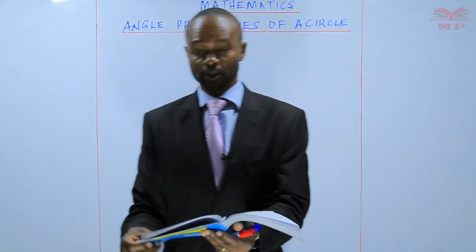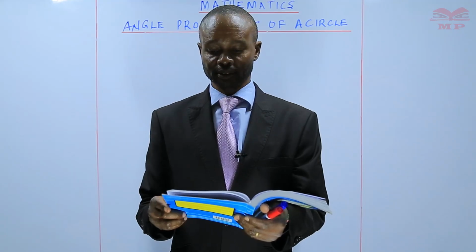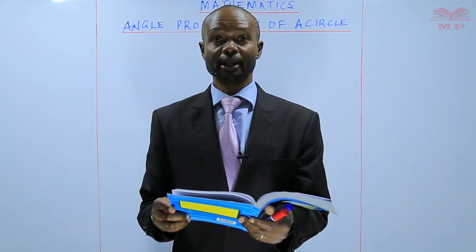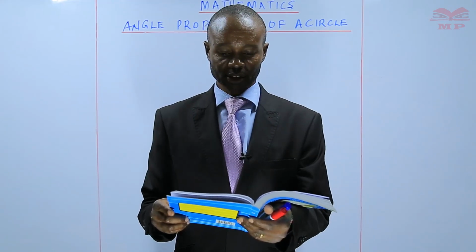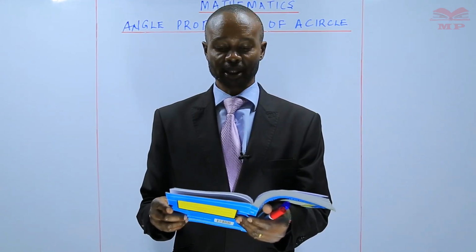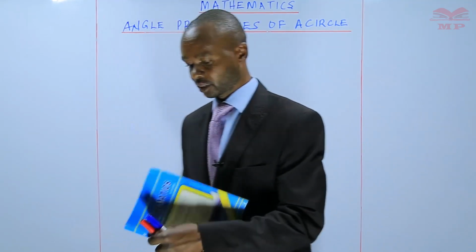In the figure below, O is the center of the circle. LN and PM are diameters. Show that LM is parallel to PN. So I'll write the question on the board.